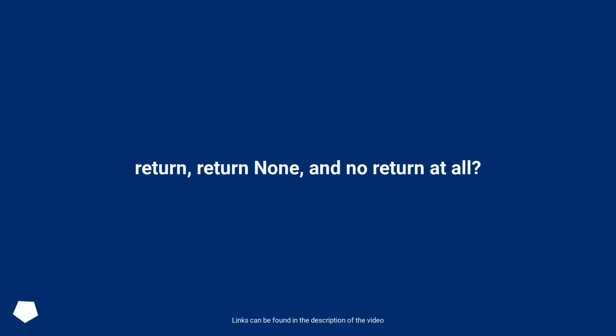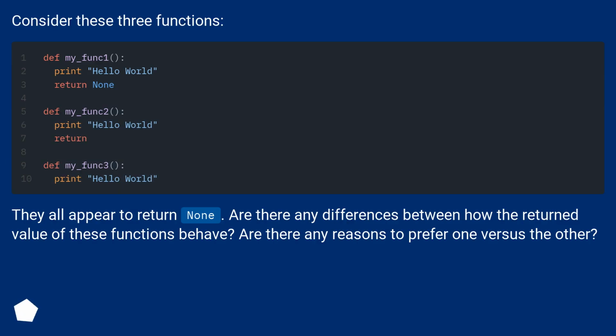Return none, and no return at all? Consider these three functions. They all appear to return none. Are there any differences between how the return value of these functions behave? Are there any reasons to prefer one versus the other? See also, is it possible to not return anything from a function in Python?